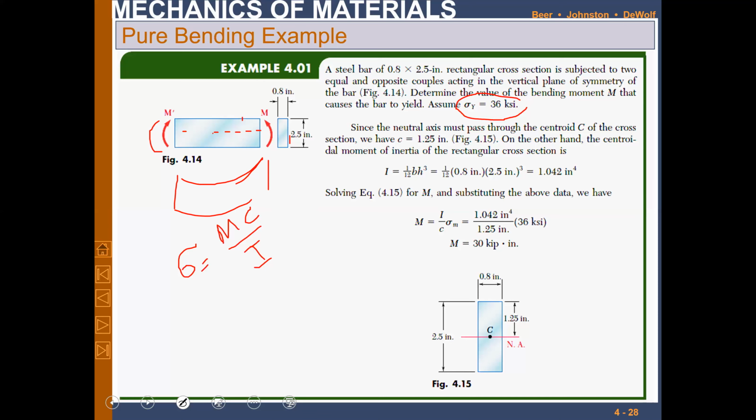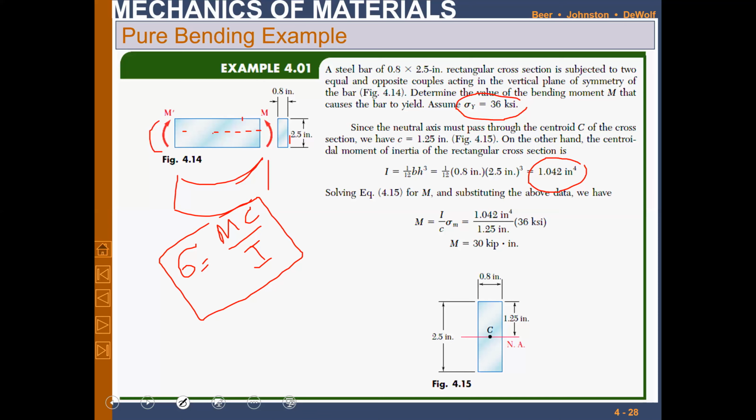So for the maximum, I we can calculate from the rectangular shape, and we know I is equal to bh cubed over 12, where b is 0.8 and h is 2.5. This is the expression Mc over I, right? So I is 1.042 inch to the fourth. C is 1.25, because the center is the neutral axis and above the neutral axis it will be 1.25, into 36 ksi. So the moment will be 30 kip-inch.